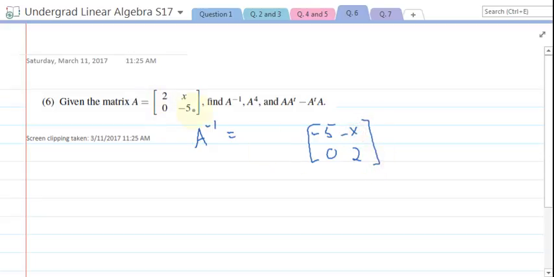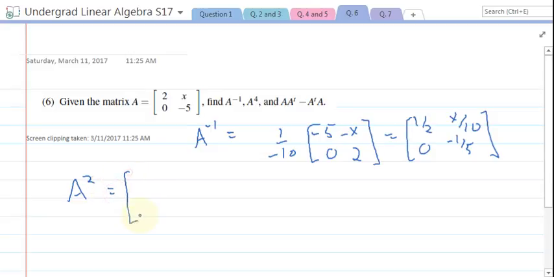And the determinant is going to be minus 10 minus 0. So that's 1 over minus 10. So that gives me 1/2 x over 10, 0, and minus 1 over 5. Okay. Now, to find A to the fourth, the best way to do that is first find A squared, which is 2x0 5, 0 minus 5, times 2x0 minus 5.